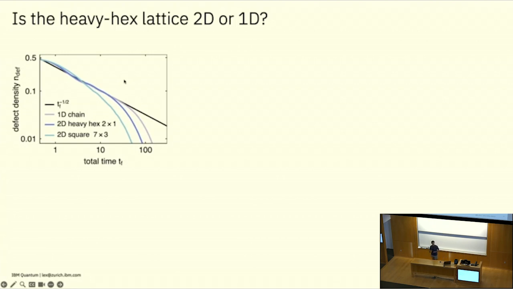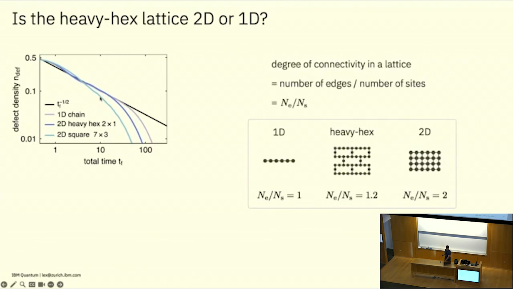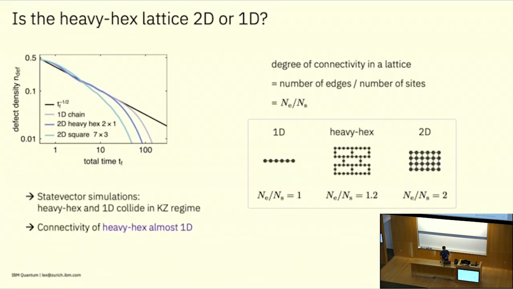And then this drop-off happens a bit sooner, but the Kibble-Zurich regime obeys the same scaling, whereas in the 2D case, we get a different scaling throughout the entire curve. This is intuitively also understood when we look at the degree of connectivity, let's say, where we see that the heavy hex is actually much closer to 1D than it is to 2D. So to use this 1D scaling as a guide for the eye in these density of defect scalings on the heavy hex, I think is quite warranted.